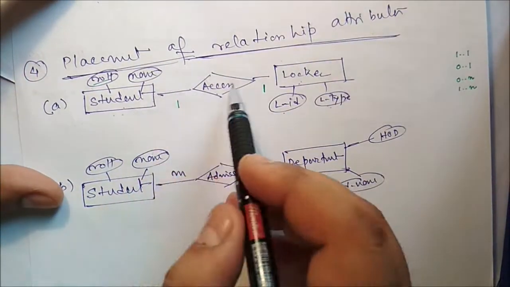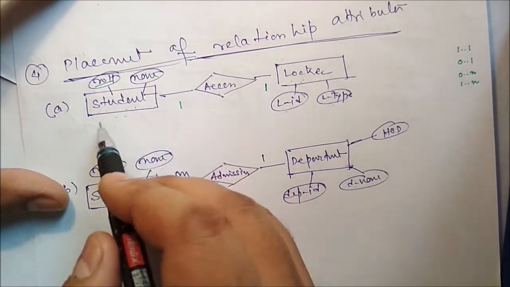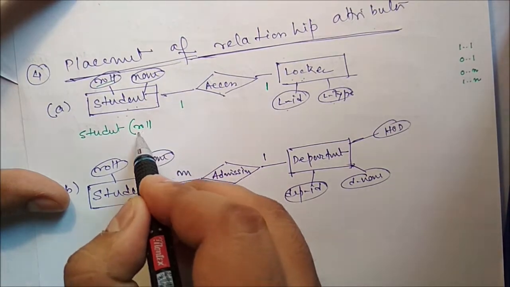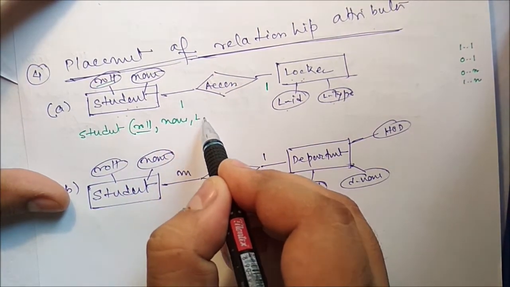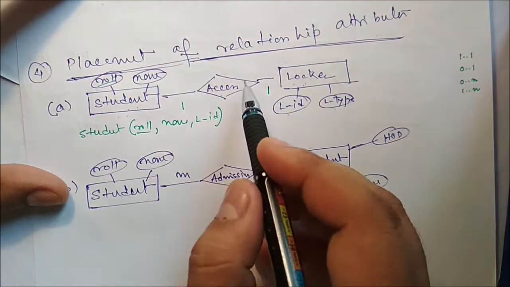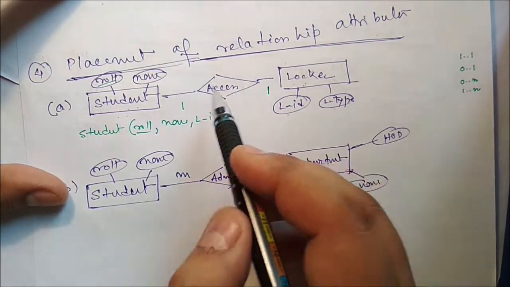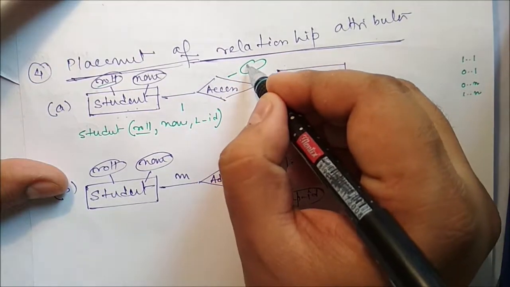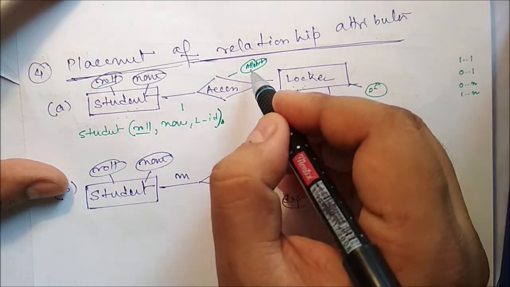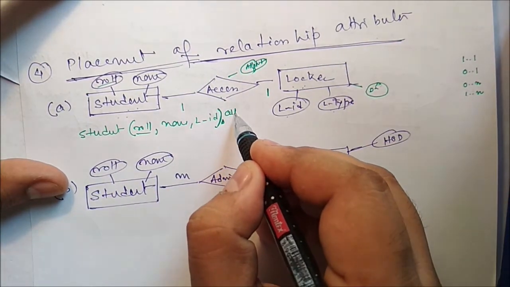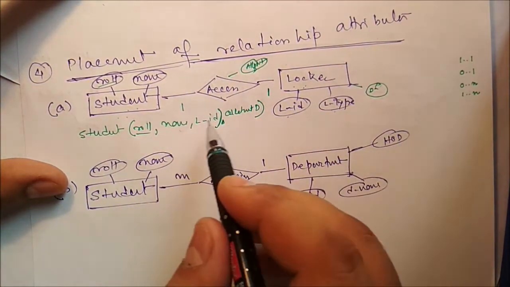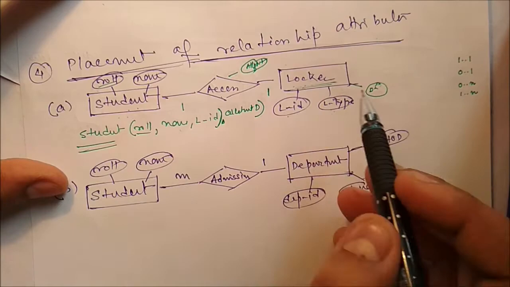Now how to establish the relationship between student and locker? In the student table, we have to put the locker ID as a foreign key. Are you getting this one? So here we don't require an extra table for the access because it is a 1:1 relationship set. For the allotment date, you can put allotment date here. So we require only two tables, the student table as well as the locker table.